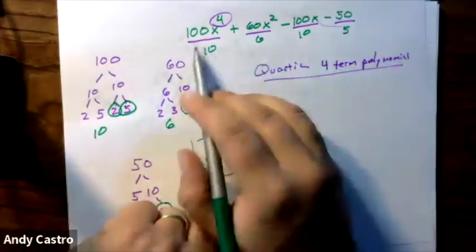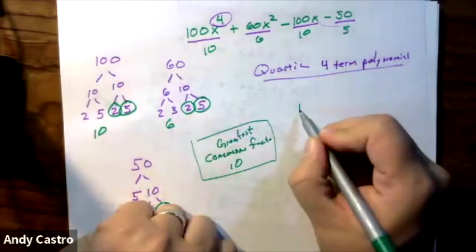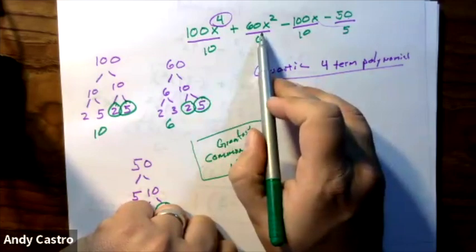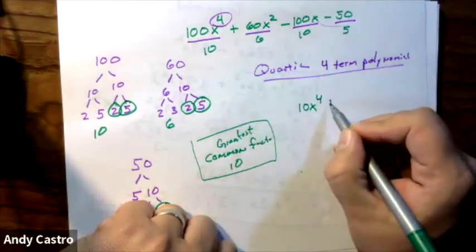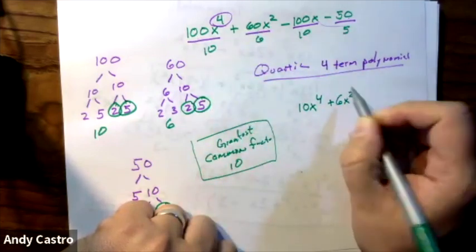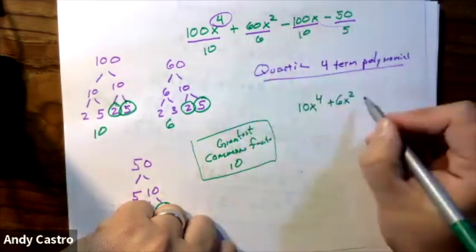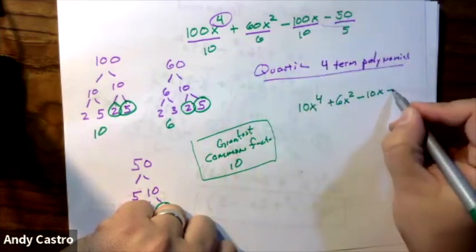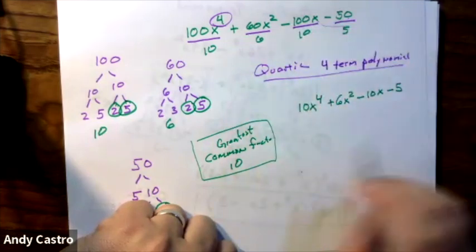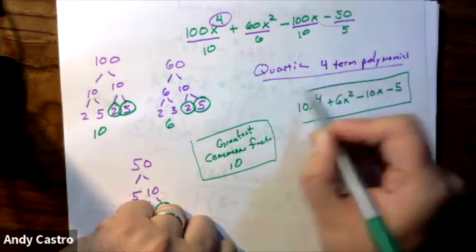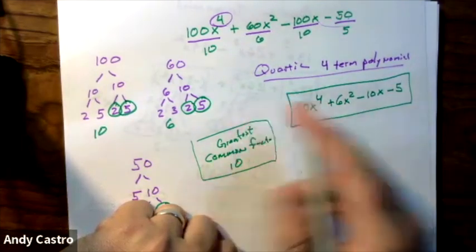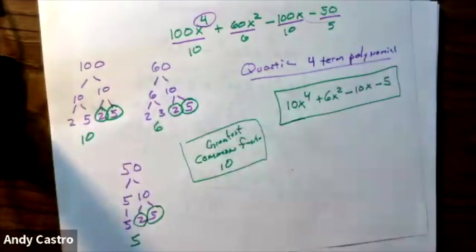And that makes sense, because if I pull out a 10, then I would have a 10x to the 4th. If I pull out a 10, I'd be left with positive 6x squared. If I pull out a 10, I'd be left with negative 10x. If I pull out a 10, I'd be left with negative 5. And it remains a quartic 4-term polynomial.